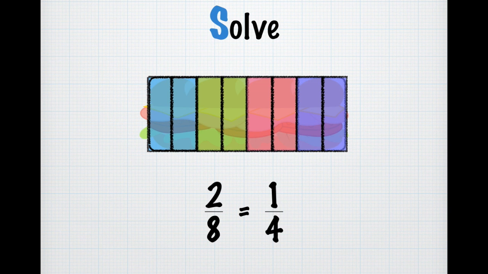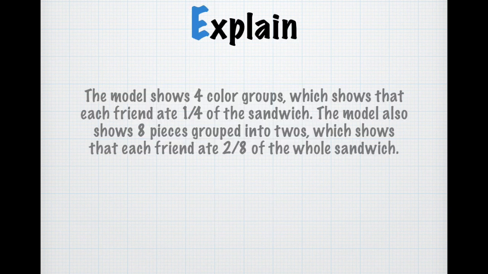And our last step is to explain. So my model showed 4 different colored groups, which shows me that each friend ate 1/4 of the sandwich because they'll each eat one of the colors. The model also shows 8 pieces grouped into 2s, which shows that each friend ate 2 eighths of the whole sandwich.